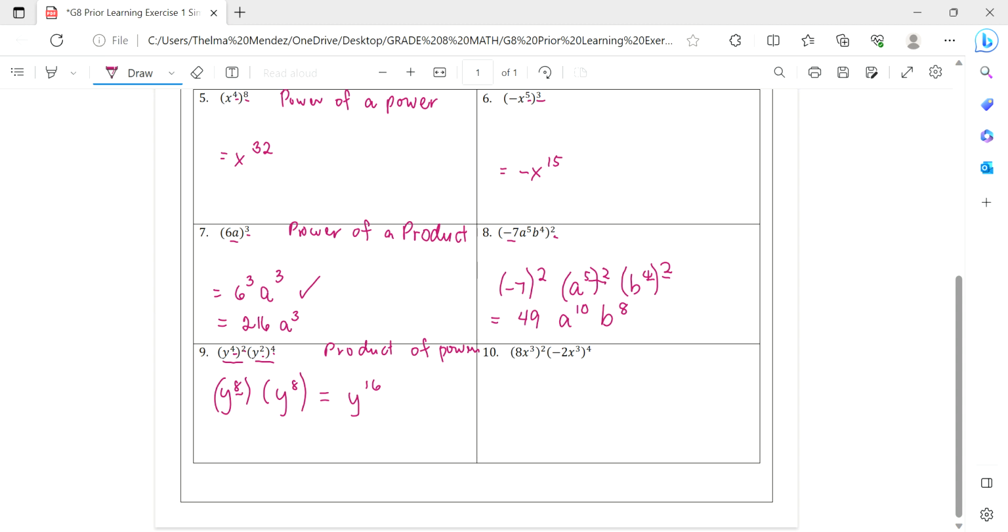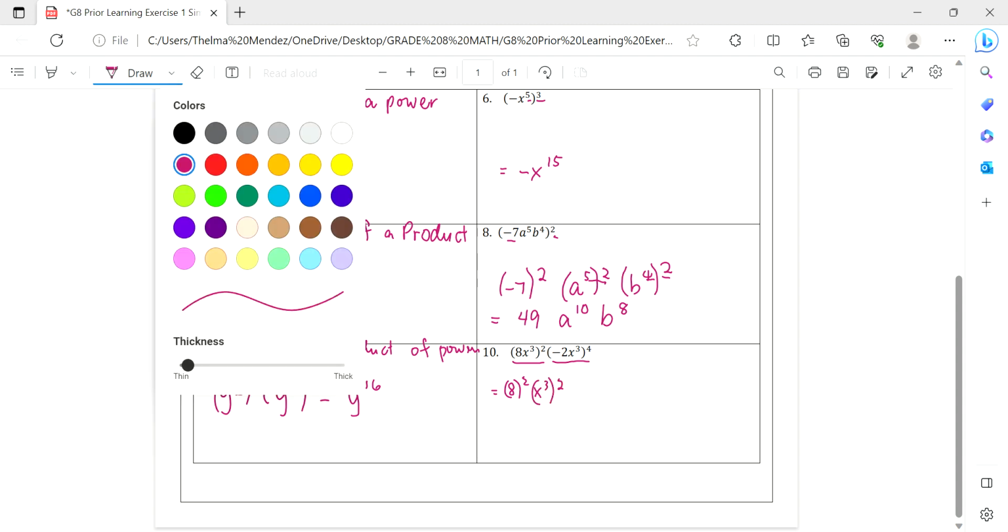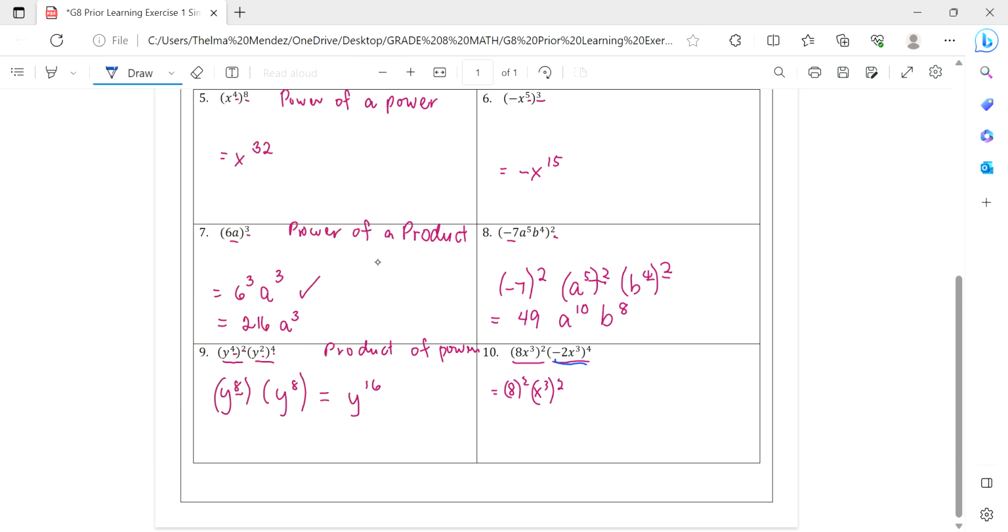Number 10 is similar to number 9. We're doing powers first. Powers of the product. It's the same as number 7, right? And this is also a power of the product. So we're going to distribute 8 squared, and then we have x cubed. Okay, we have distributed that. And then we do the next one. So we have negative 2 raised to 4, and then the variable x raised to 4.